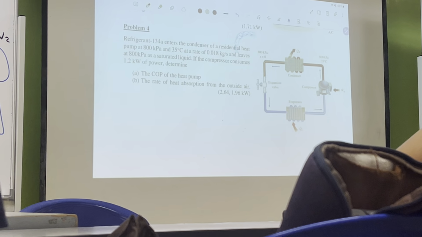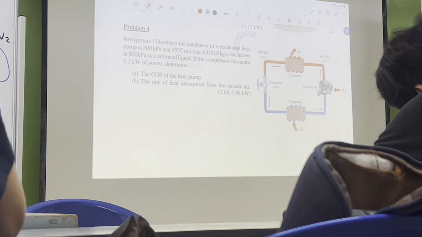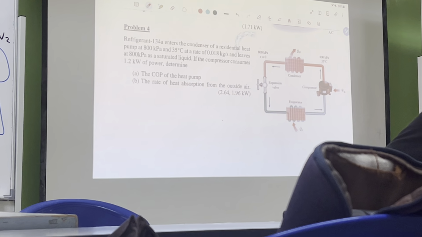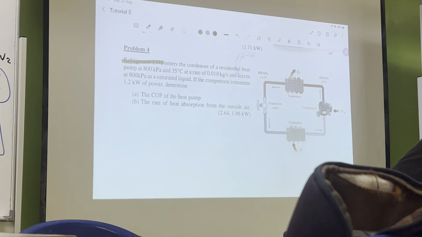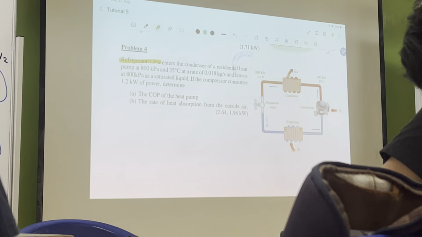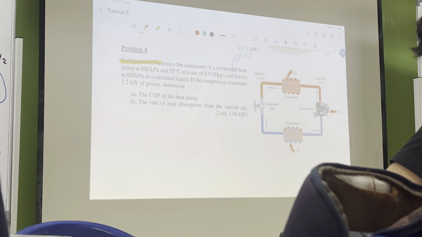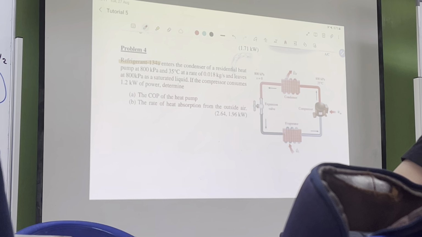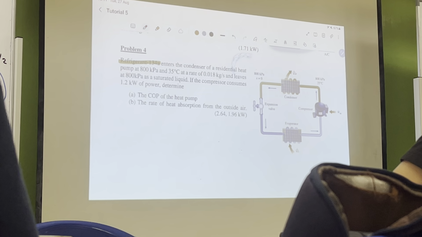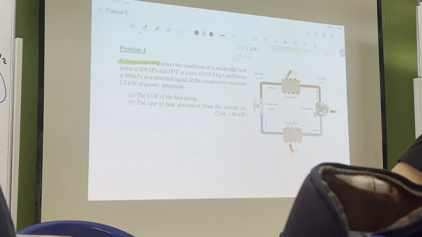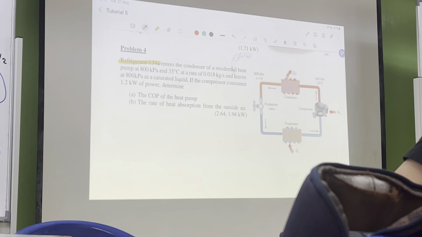Alright, so here let's read the question. So we start with R134A. So this is the refrigerant, so don't refer to the wrong table. It enters the condenser of a residential heat pump at 800 kilopascal and 35 degrees Celsius. So it enters the heat pump at this pressure. Actually, the condenser of a heat pump, correct. So this is what we are referring to. Let's call this 1.